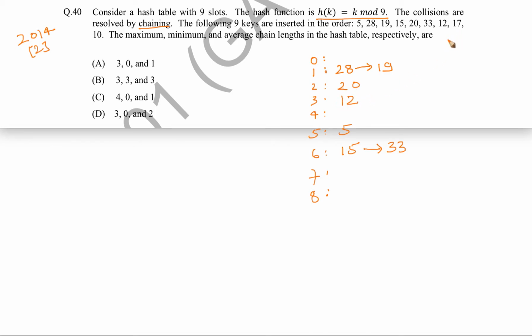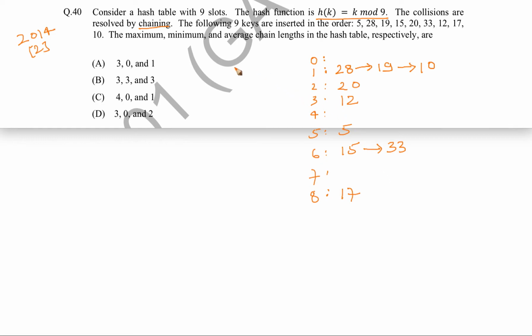17, the remainder is going to be 8, right? If it had been 18, then the remainder would have been 0. For 17, the remainder will be 8, so 17 will be here. The final key is 10, and obviously the remainder will be 1, but 28 and 19 are already there, so 10 will be chained in this slot. Okay, so this is the final hash table.